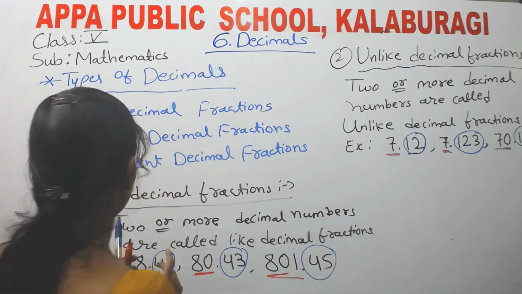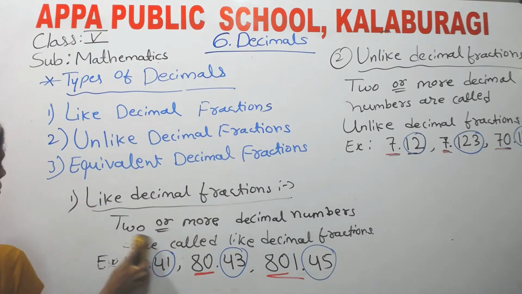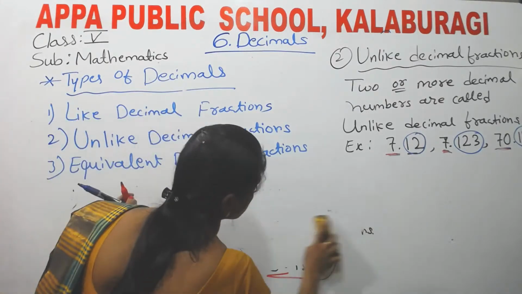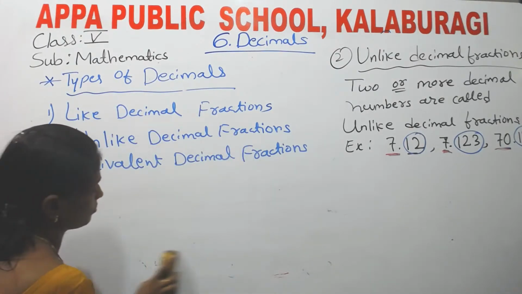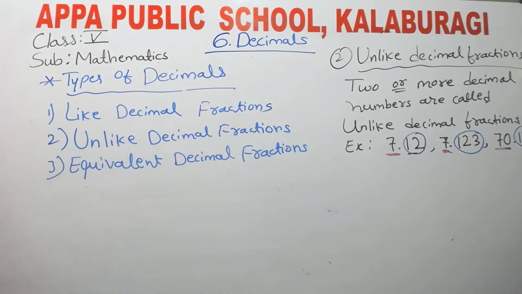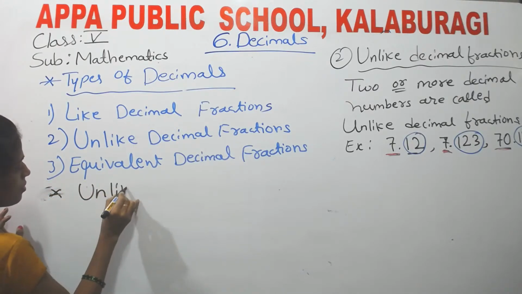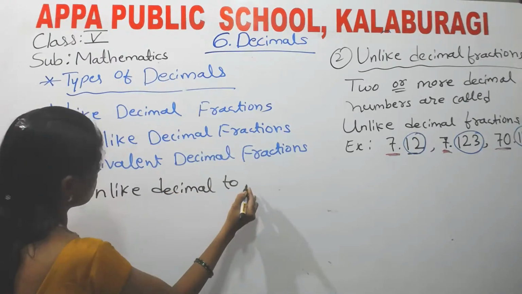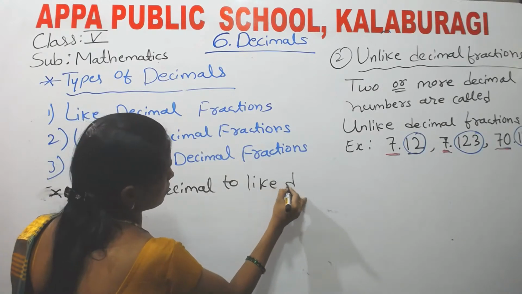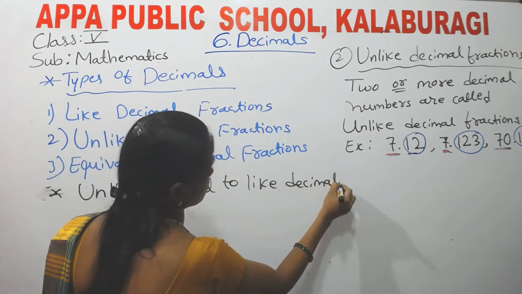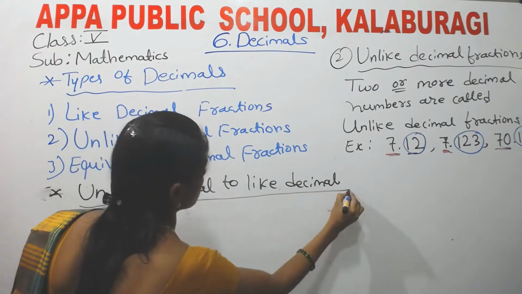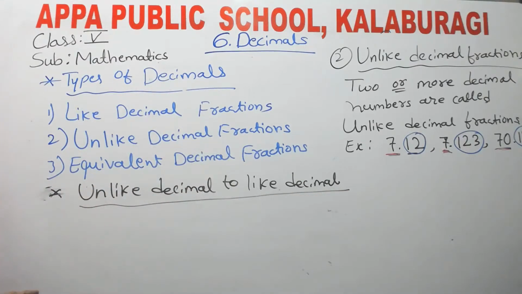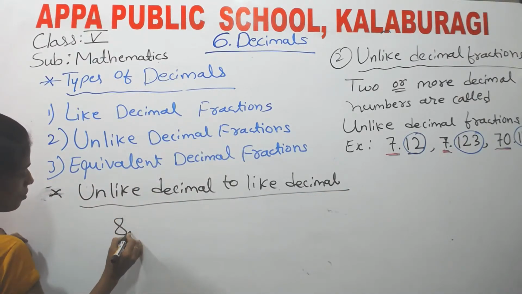Next, you have to convert unlike decimals to like decimals. How? Unlike decimal to like decimal. Okay. Unlike decimals change to like decimals. How?